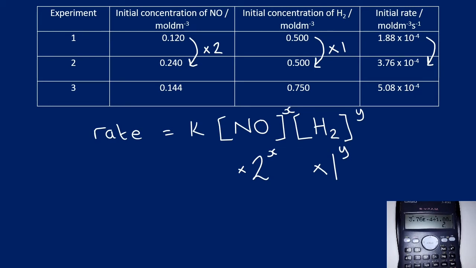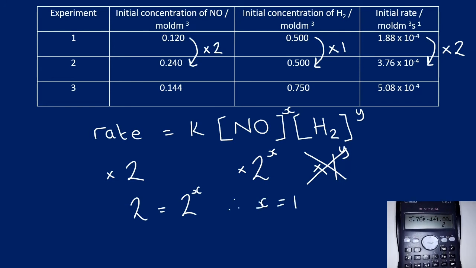So if you take the value that you're going to and divide it by the value that you came from, you will find the factor by which it's increased or decreased. So the rate has doubled. Now I can remove this from the expression because 1 to the power of anything is 1. So to tidy this up, I've got 2 is equal to 2 to the x. Therefore, x is equal to 1.